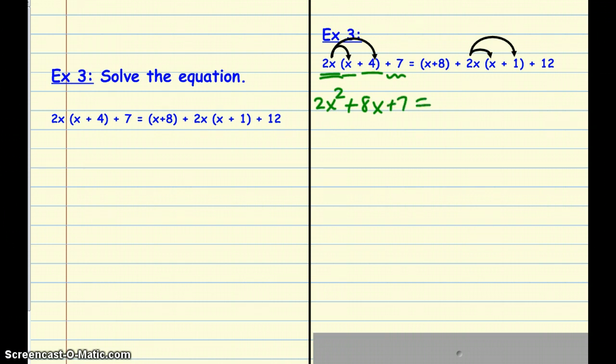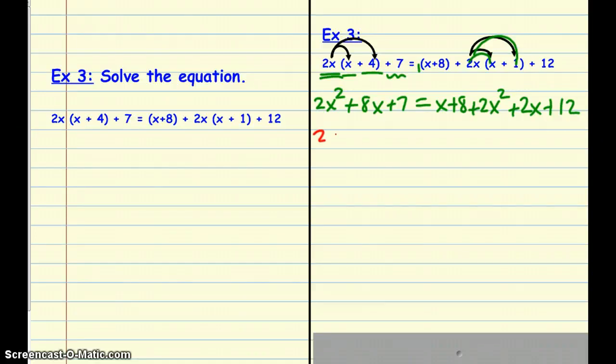equals, there's nothing in front of the parentheses here, so we're going to put x plus 8. And then I have 2x times x, so plus 2x squared, and 2x times 1, so plus 2x, and then this plus 12 over here at the end. So now on each side of the equal sign, I'm going to combine like terms. Well, I'm looking over here on the left-hand side.